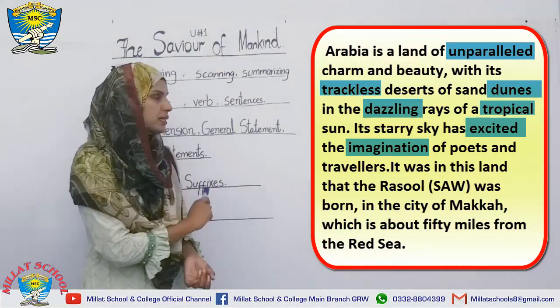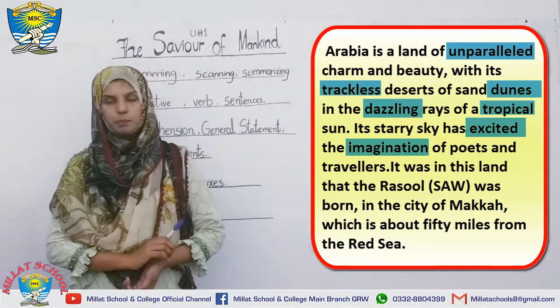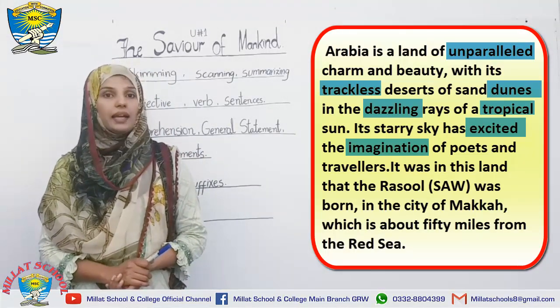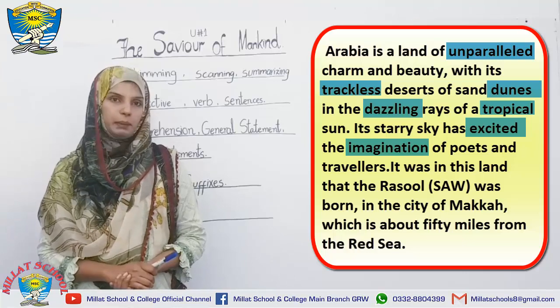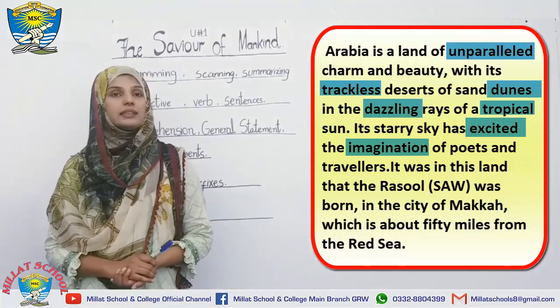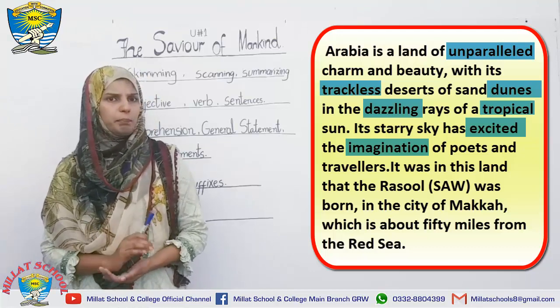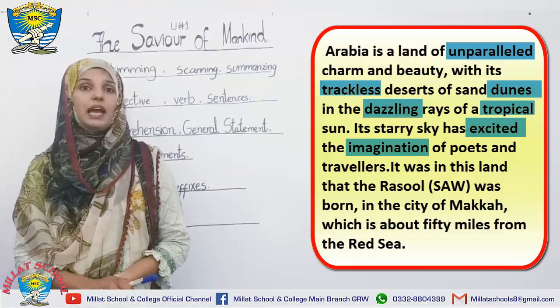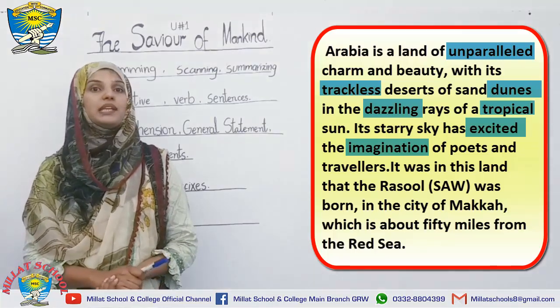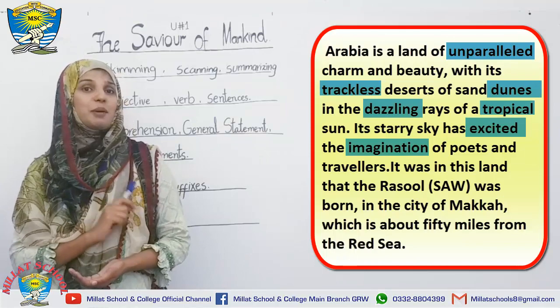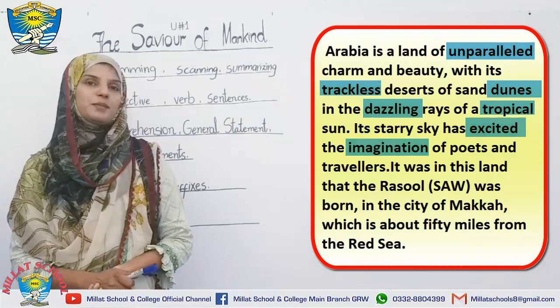While reading this passage, first I am going to summarize this passage. In this passage, the writer wants to tell us what type of land Arabia was and what the surroundings of that land are. Arabia is a land of unparalleled charm and beauty, and the importance of Arabia is that our holy prophet, peace be upon him, was born in this land. Yes, this is the birthplace of our holy prophet, peace be upon him.